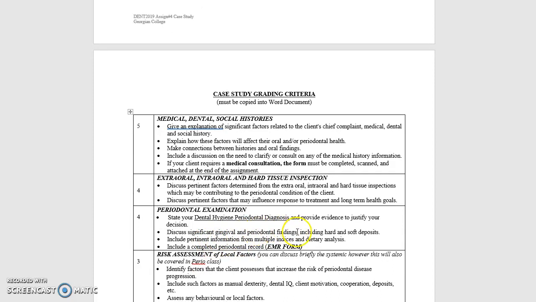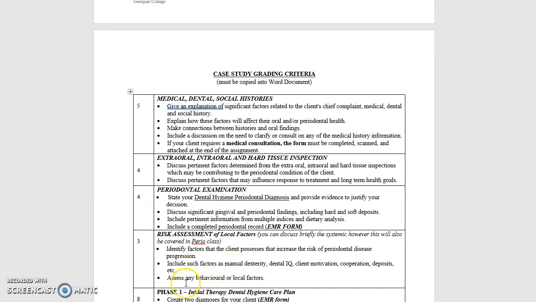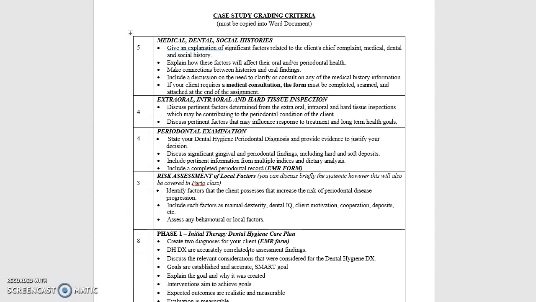Diagnosis, your significant findings. Risk assessment of local factors. In perio class, we're talking a lot more about systemic, and you can certainly talk about systemic here, but I'm focusing this section more on local factors. Keep in mind the marks are in the column here, how many marks per section. So it doesn't have to be huge. As you can see, the marks are not high, but you will get 0 if you're not doing these bullet points. So there won't be part marks if you're not covering everything in this area.